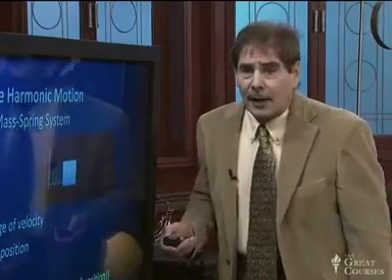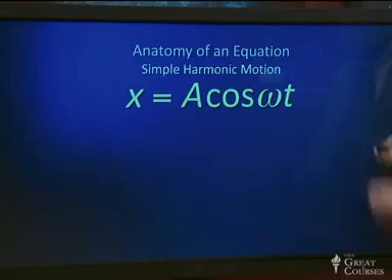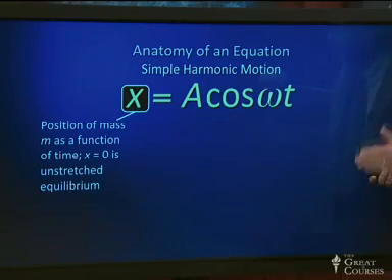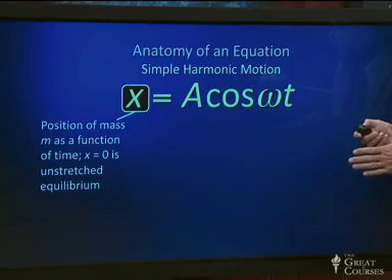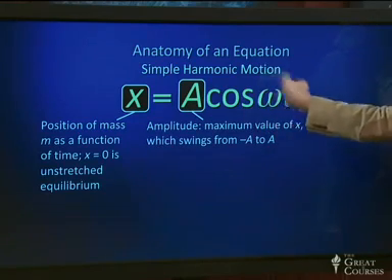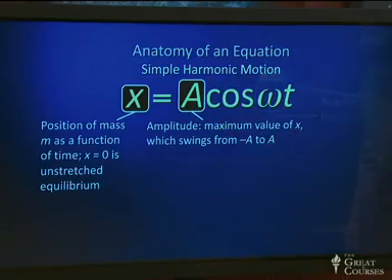So let's take a look at that equation in a little more detail and see how we can understand it. So anatomy of this equation, x equals A cosine omega t. What does that mean? x is the position of the mass m as a function of time, and x equals 0 we're taking to be the position of the spring when it's unstretched, so it's in equilibrium. It gets compressed in one direction, stretched in the other direction. A is the amplitude. It's the maximum value x ever takes on. Because cosine swings between plus and minus 1, x swings between plus and minus A.